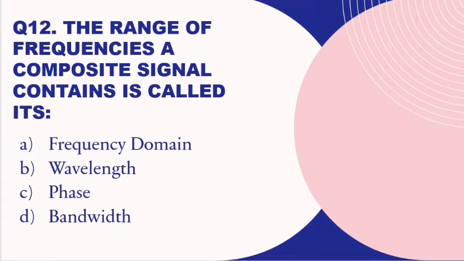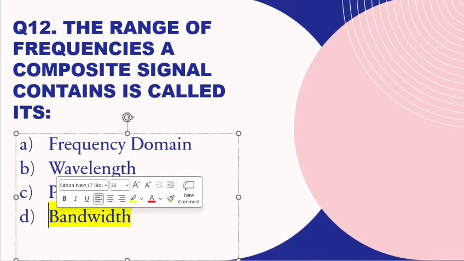Moving on to question number 12. The range of frequencies a composite signal contains is called its option A, frequency domain, option B, wavelength, option C, phase, option D, bandwidth. I hope you all have guessed the answer right. The correct answer for this question is option D, bandwidth.